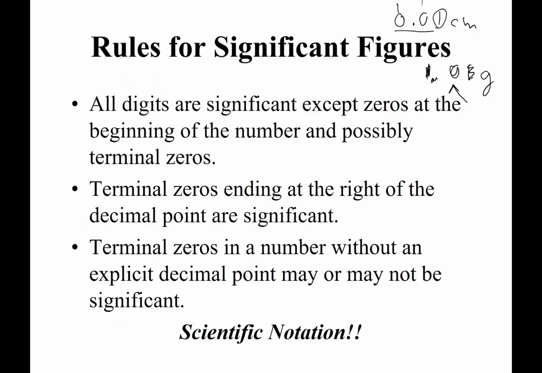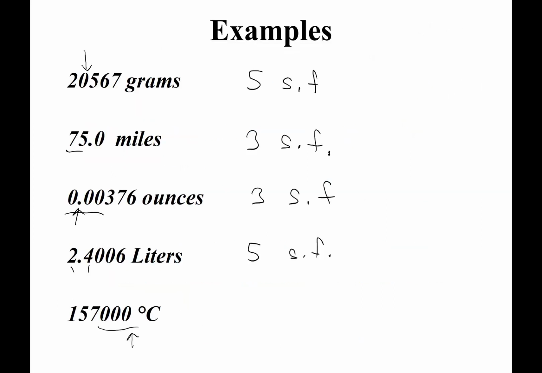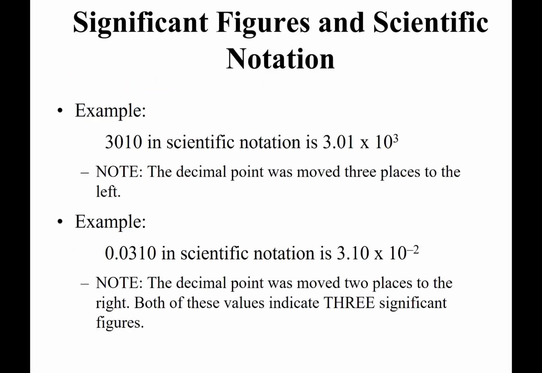That's what this rule here was trying to tell you. Terminal zeros in a number without an explicit decimal point may or may not be significant. Okay. Well, if it's may or may not, we go with let's not. So these are most likely not measured. It's an estimate. So we just have 3 significant figures. Okay, so hopefully that's clear.